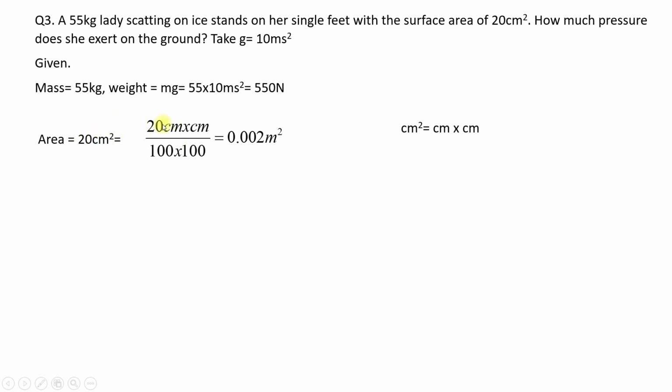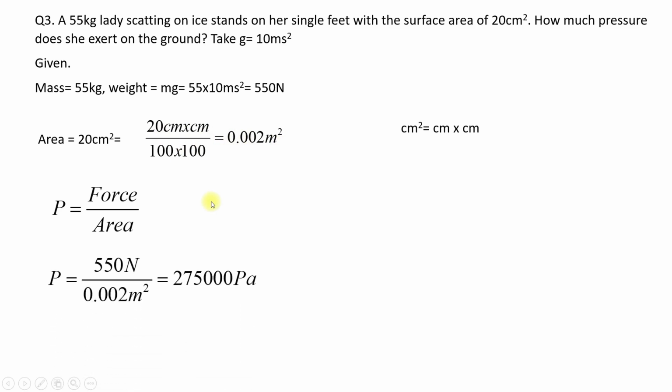Now to do this, we divide the 20 centimeter square by 100 times 100. To convert 1 centimeter to meter, we have to divide by 100. But since it is centimeter square, centimeter square means centimeter times centimeter. So we have to divide twice because the unit is repeating twice. Therefore we get 0.002 meter square.